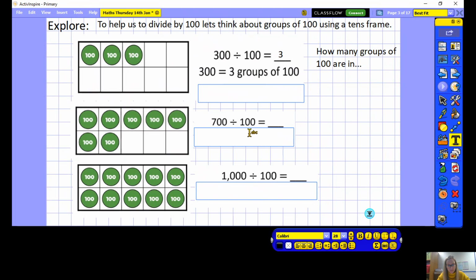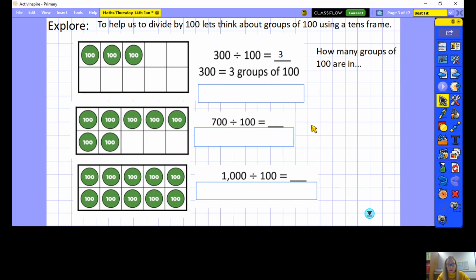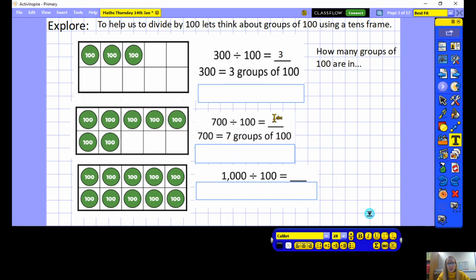Let's have a look at the next question. So we've got 700 divided by 100. So on our tens frame here, we've got 700 represented using 100 place value counters. So let's have a look. Let's just count them. So we've got 100, 200, 300, 400, 500, 600, 700. So 700 divided by 100. How many groups of 100 have I got there? Can you say the answer? That's right. We've got 7 groups of 100. So 700 equals 7 groups of 100. So that means 700 divided by 100, the answer is 7.